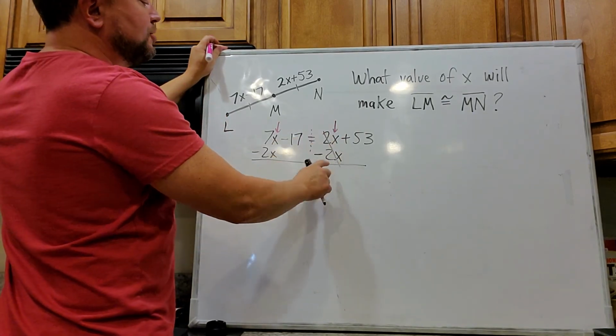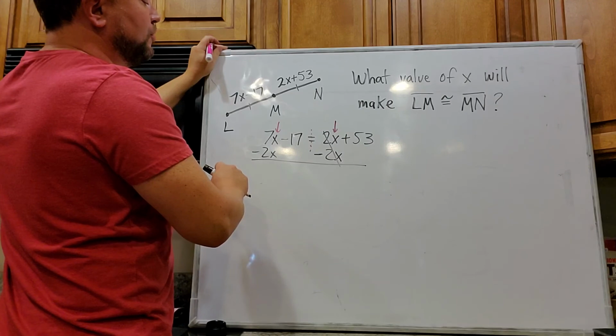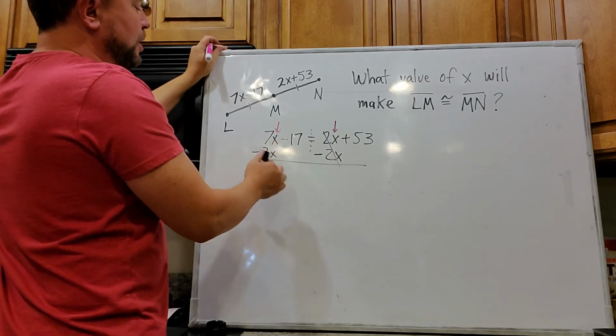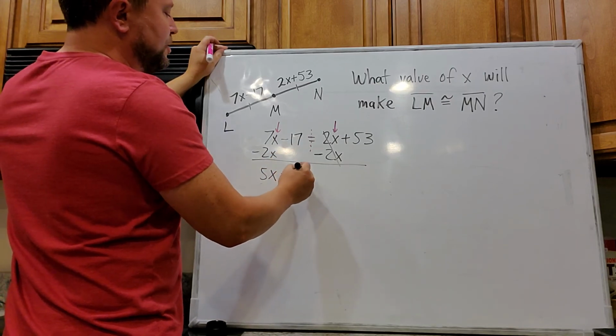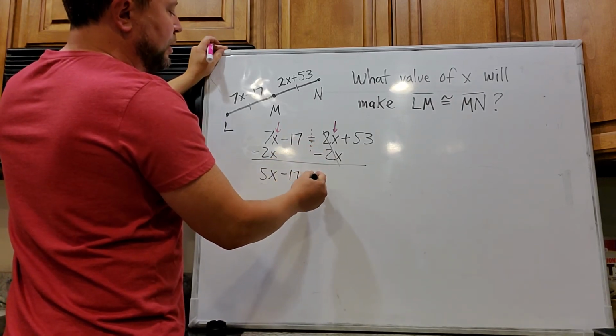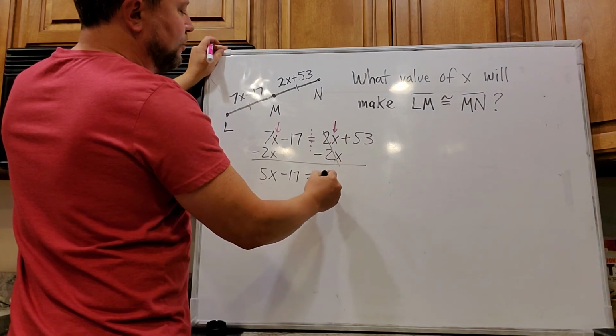Okay, those are going to cancel out. That was the whole point of doing that. 7x minus 2x is 5x. I'm going to bring down the minus 17, bring down the equal sign, bring down the 53.